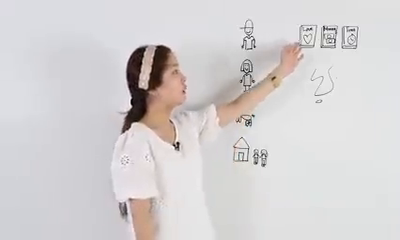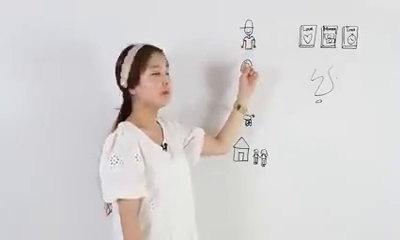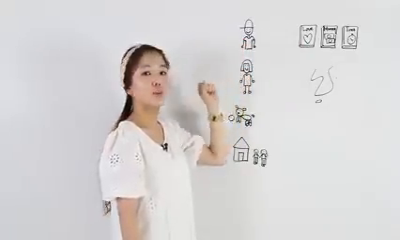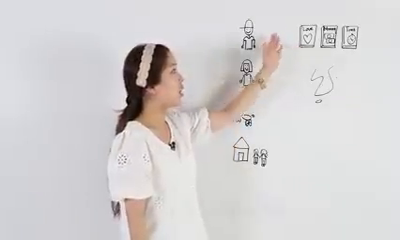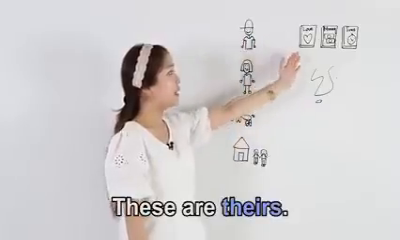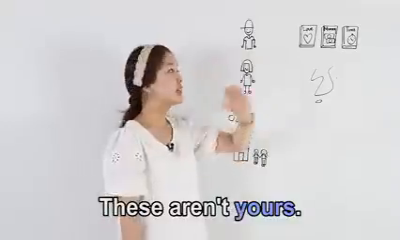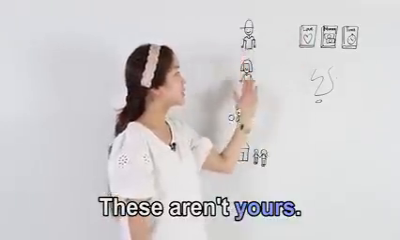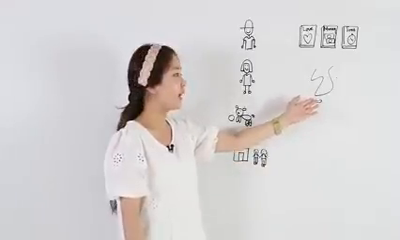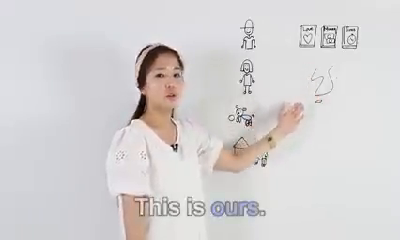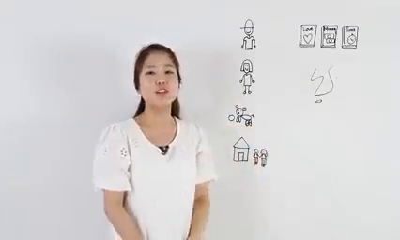Okay, now over here, we have some books and we're going to say that they belong to these two people. So we're going to use the plural be verb are. These are theirs. These aren't mine. These aren't yours. These are theirs. And last we have a picture of Korea. This is ours. Okay, let's move on to the next part.